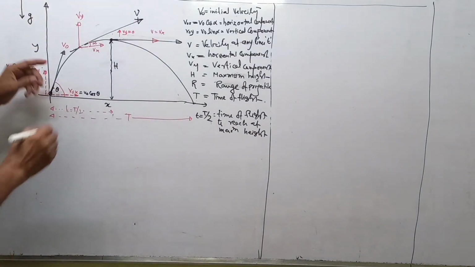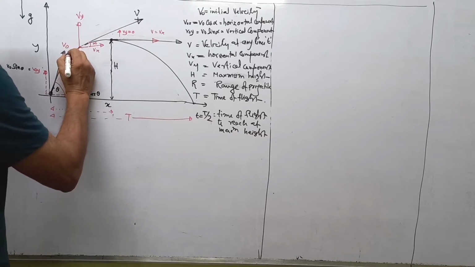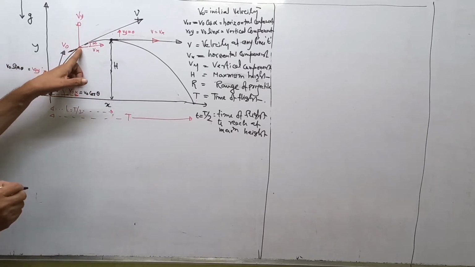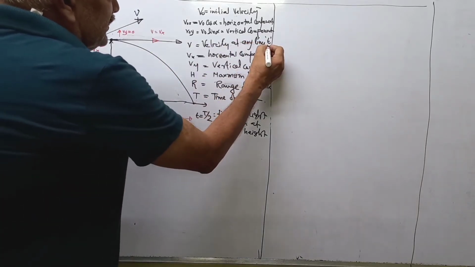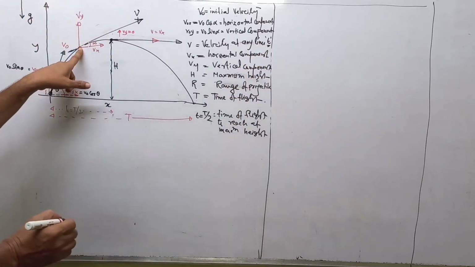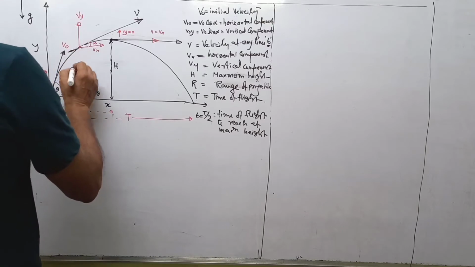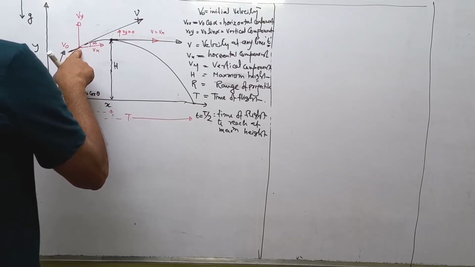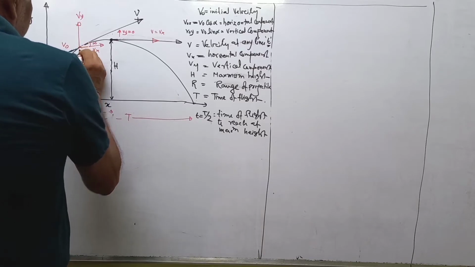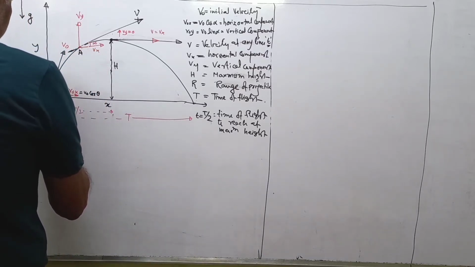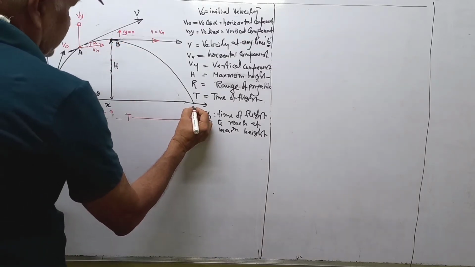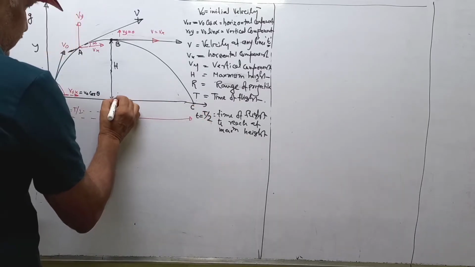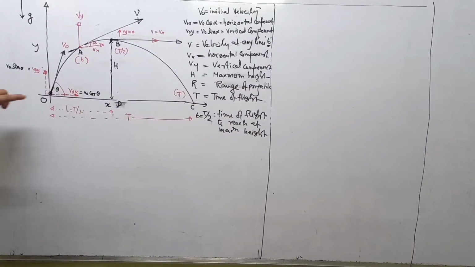After some time t, small t, the particle reaches a position denoted by A. This position is denoted by O, this position by B, this position by C, and this position by D.